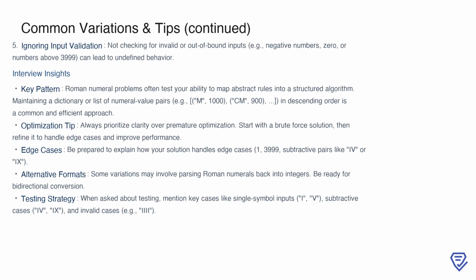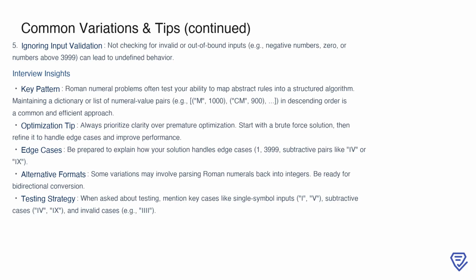Now, let's consider what interviewers look for when they test you on problems like these. A key pattern in Roman numeral problems is the ability to translate abstract rules into a structured algorithm. A good strategy here is to maintain a dictionary or list of numeral-to-value pairs, arranged in descending order, such as M 1000, CM 900, and so on. This ensures you're following the correct order and handling subtractive cases efficiently.